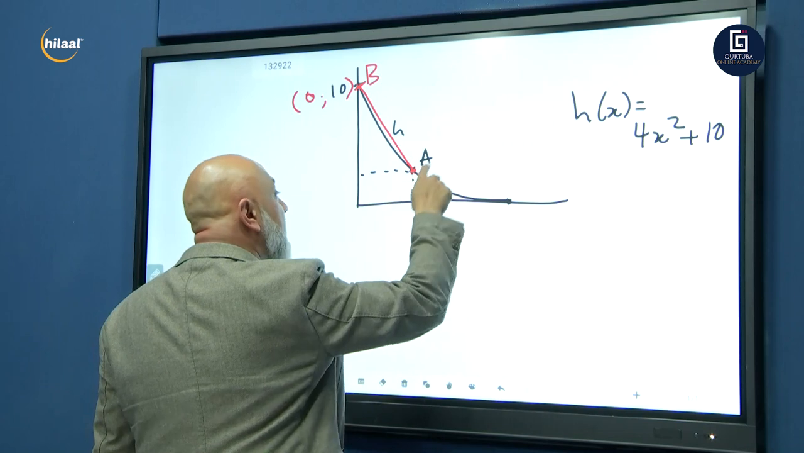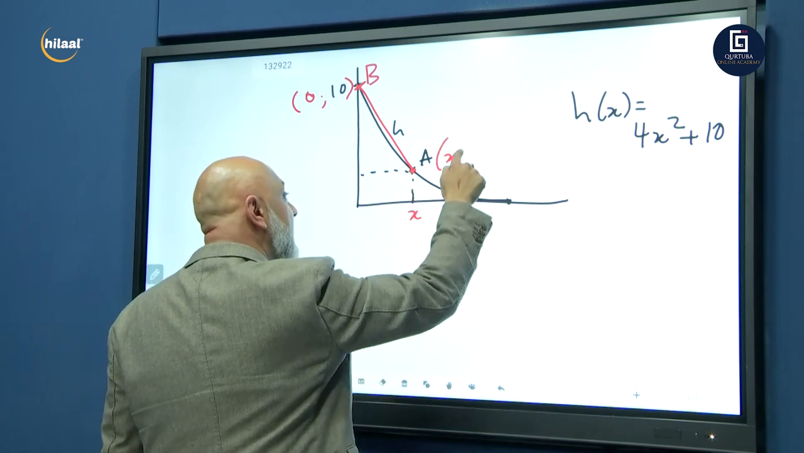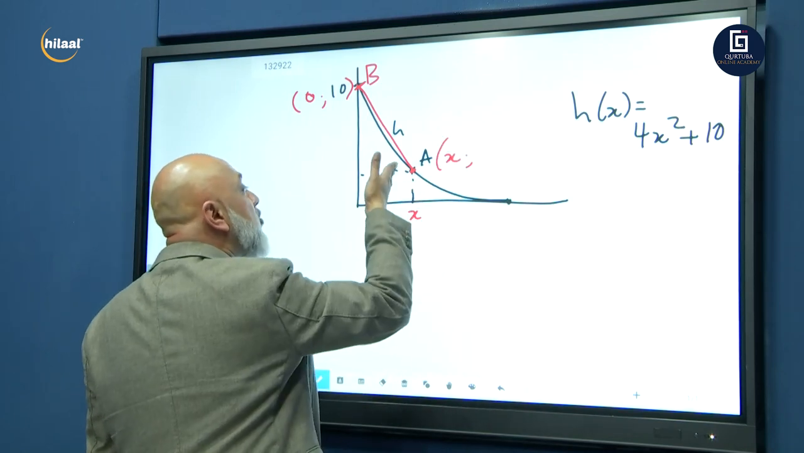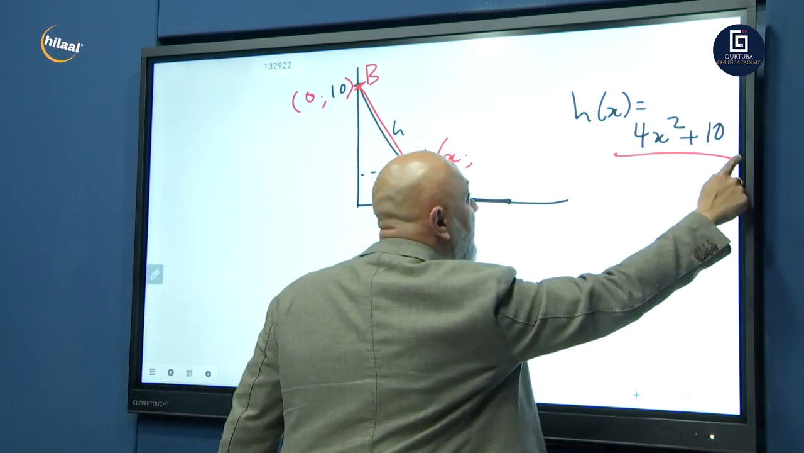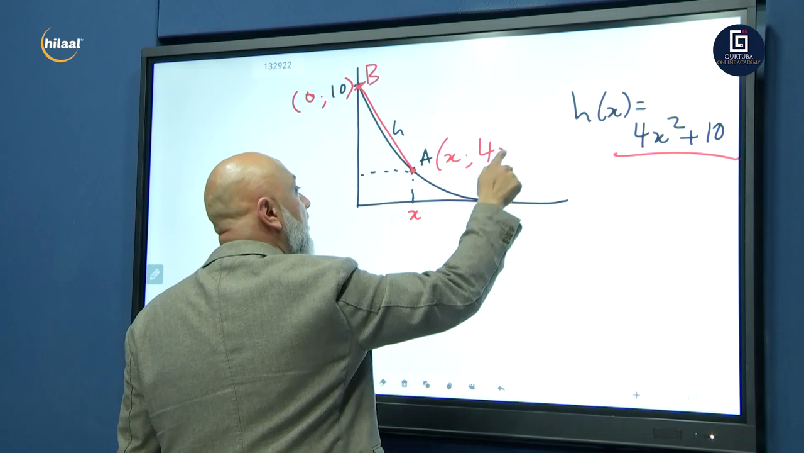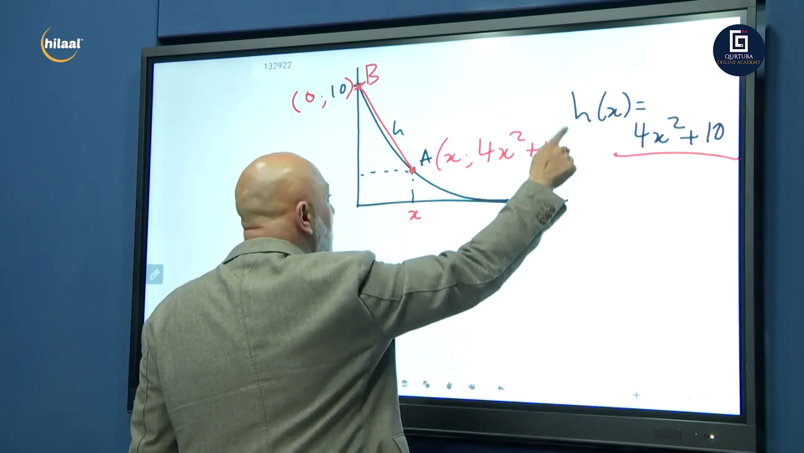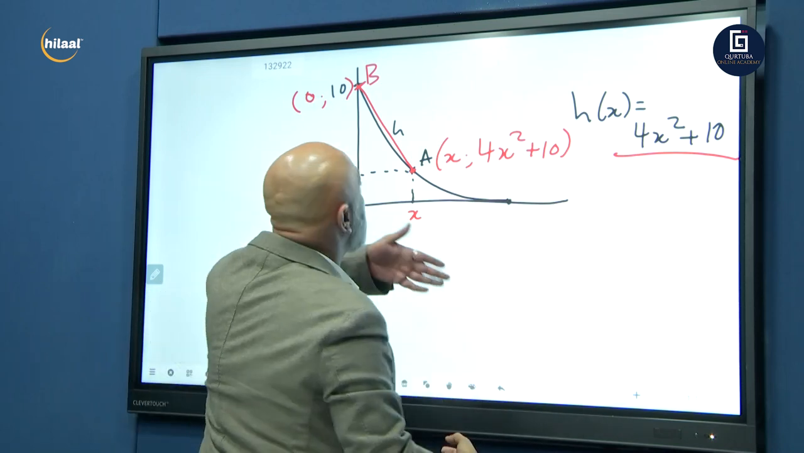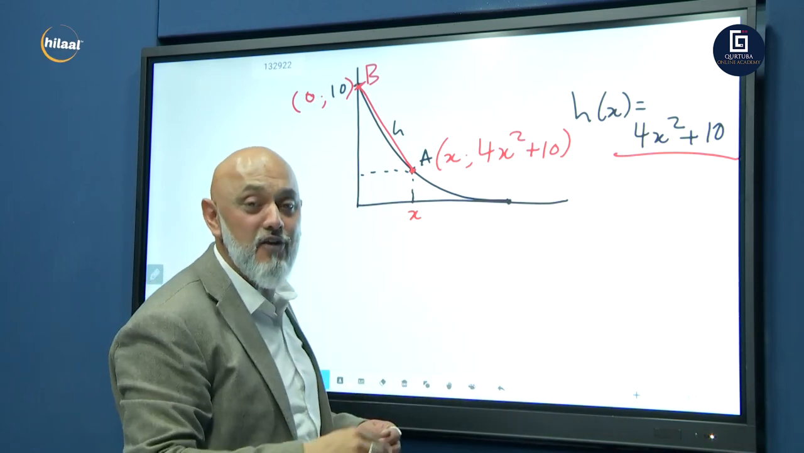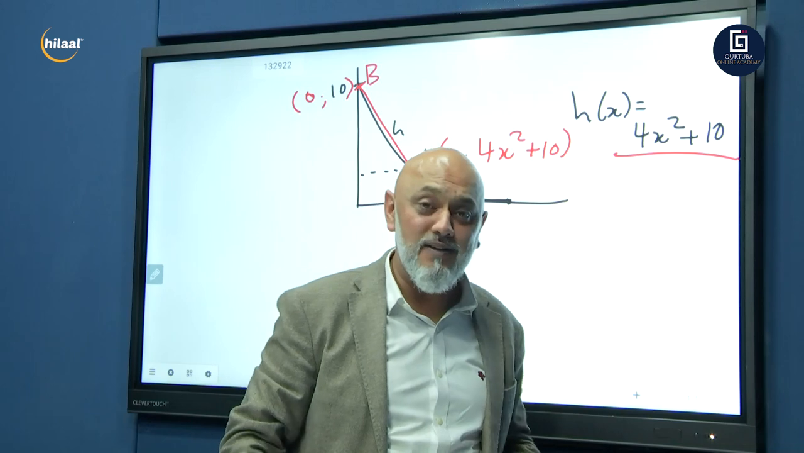We don't have its x value, so we just call it x. And what did I tell you? What is its y value? Its y value is the function value at that point. Its y value is going to be 4x squared plus 10. And now you can call this x1, y1, x2, y2. You can use the distance formula and you can now find your maximum length in terms of x.